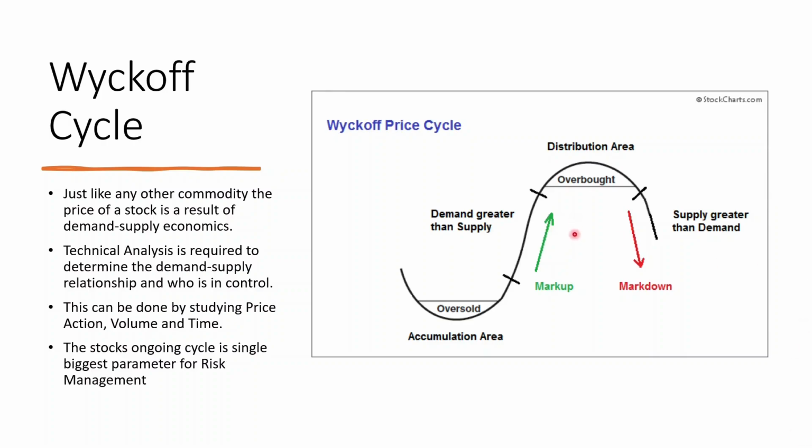As you might remember this chart from the earlier section on market cycles. Just like any market or any other commodity, the price of a stock is a result of demand-supply economics. When the demand is greater than supply, prices go up. When the supply is greater than demand, prices come down. Technical analysis is required to determine the demand-supply relationship and to understand who is in control. If the buyers are in control, that means the demand is higher. If the sellers are in control, that means the supply is higher and the price tends to act accordingly.